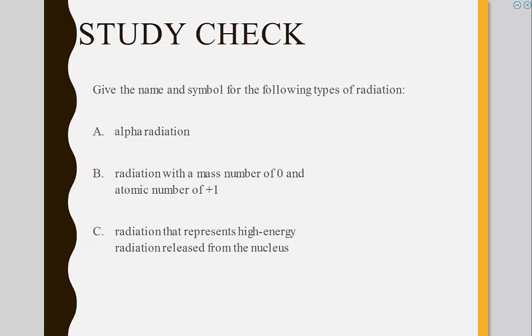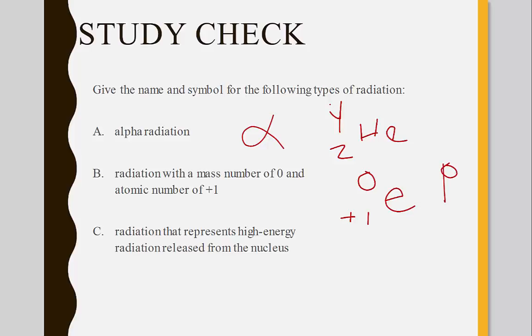Alright, so if we look at trying to do symbols, alpha radiation could be just an alpha symbol, or it could be 4/2 He. Radiation with a mass number of 0 with a positive 1 charge, that would be the positron. Or you could do the beta with a plus. Radiation that represents high energy radiation released from the nucleus, that's the gamma. Now once again, that's 0/0.